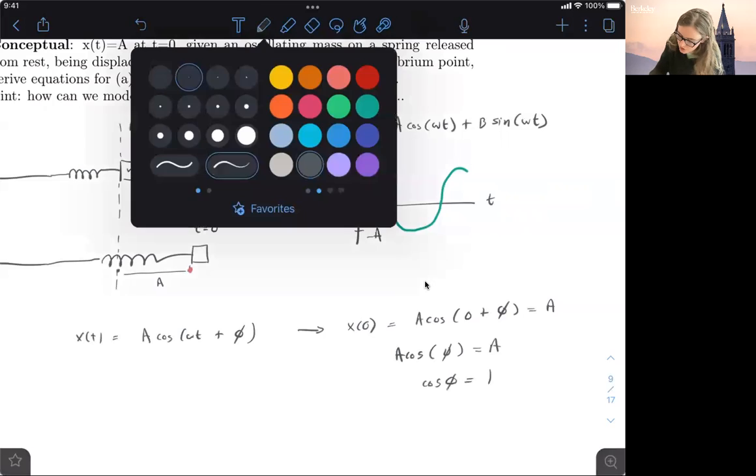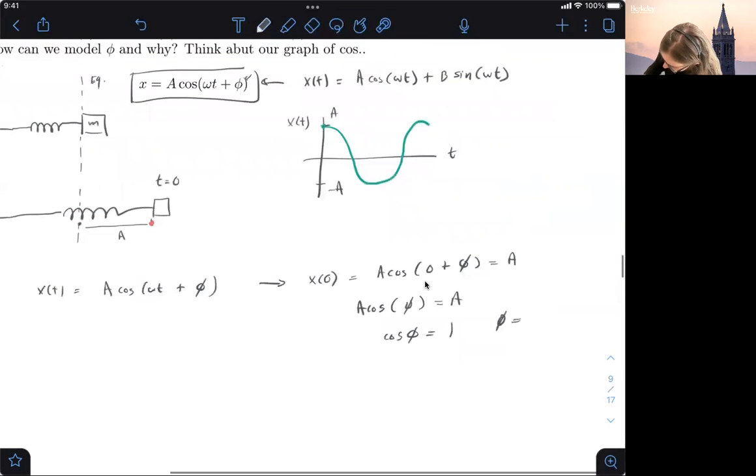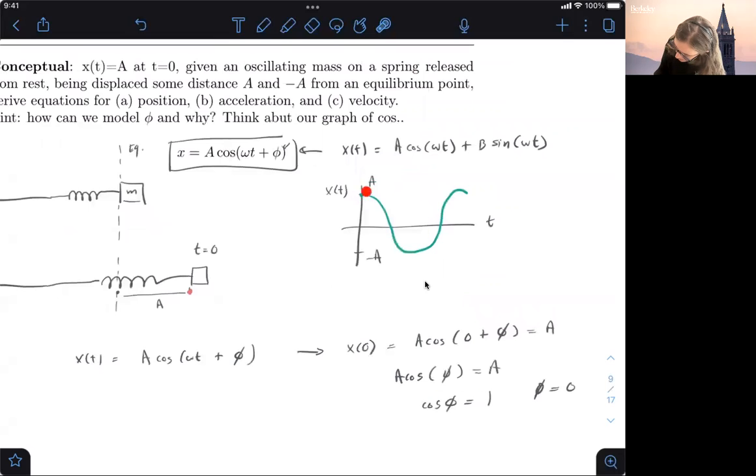So we're going to choose our phi equal to 0. And we know that phi is equal to 0 because we know that x of t is equal to a at time 0. Here's what our graph would look like, right? So at time 0 it's equal to a. Perfect. That's what we're looking for.